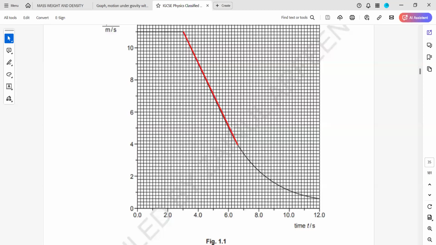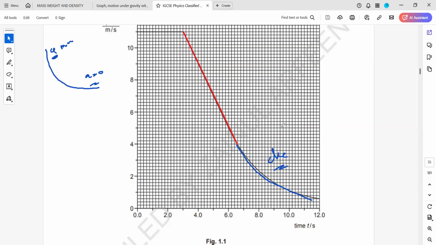But after 6, what happened to the deceleration? It is decreasing, because the angle is decreasing. Here it is steeper, then the angle decreases. At this point the deceleration was maximum. At this point the deceleration is 0. So after 6 seconds, it starts to decrease.